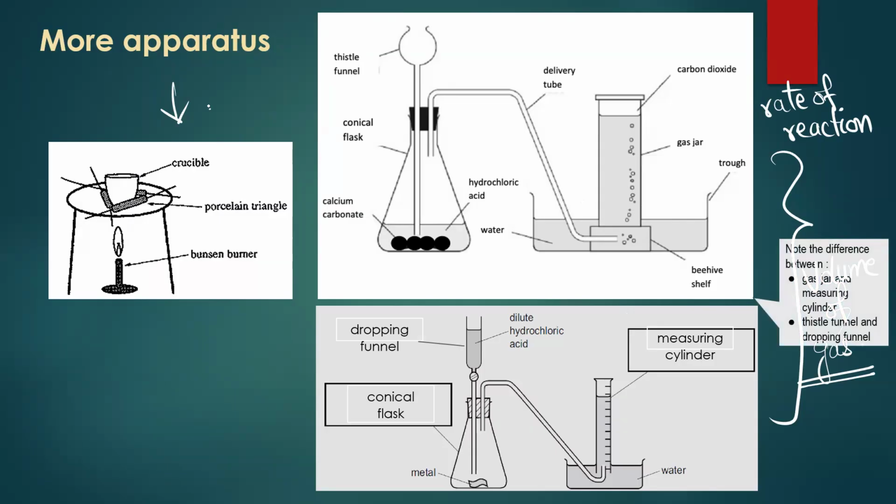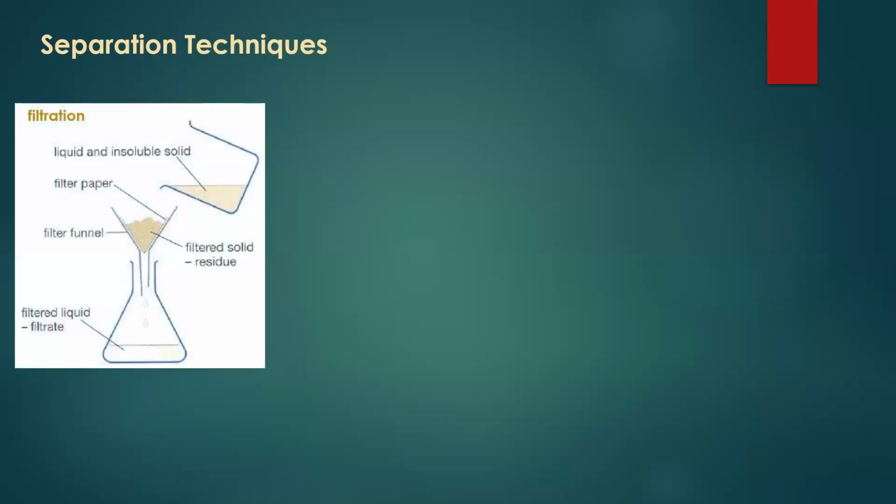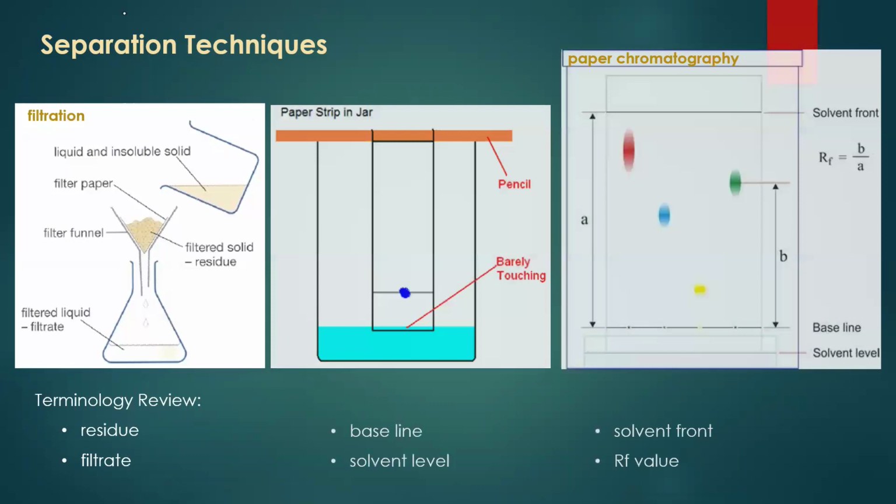Note the difference between the gas jar, thistle funnel, and dropping funnel. Then separating techniques. These are the separating techniques, and I think you will be familiar with these things. You have filtration, in which you have a liquid and insoluble solid mixture that you will separate. You should know that the substance left on the filter paper is called the residue, and the liquid part which passes through is called the filtrate.